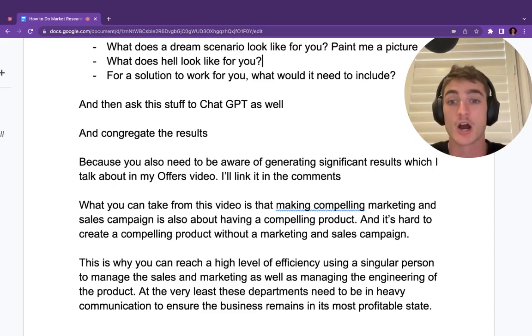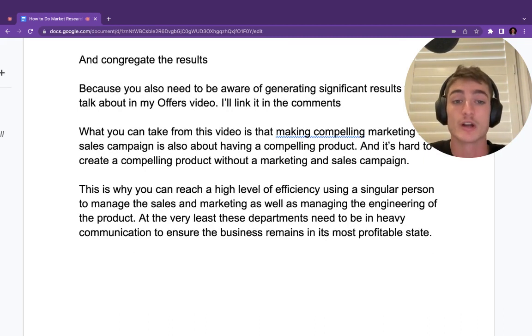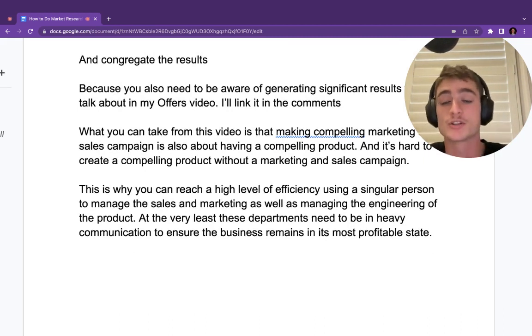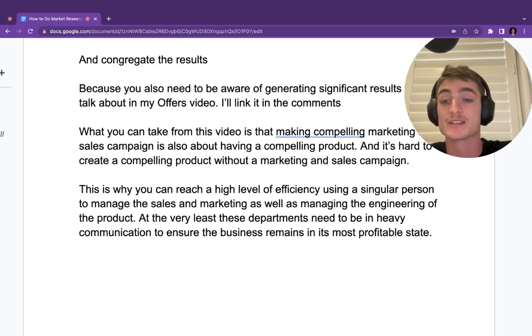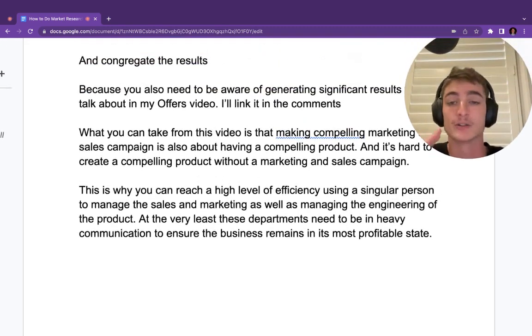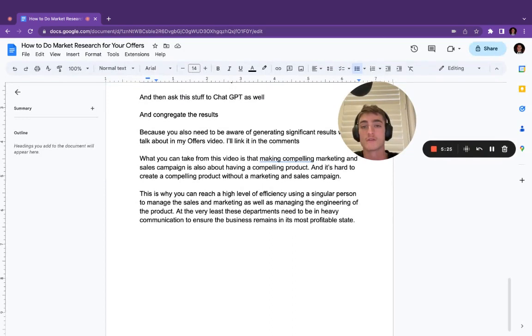And it's almost like a Venn diagram where they're all intersecting at one point, and that is where you find the most profitable state. So this is why you can reach a really high level of efficiency using a singular person to manage the sales, marketing, as well as managing the engineering of the product and basically steering the entire ship. This is how ConvertKit did it, because at the very least, you need these departments to be in heavy communication to ensure that the business remains in that most profitable state. So if you do this, you can make a lot of money very, very quickly, and hopefully you can laser this in because of the obvious benefits as well.